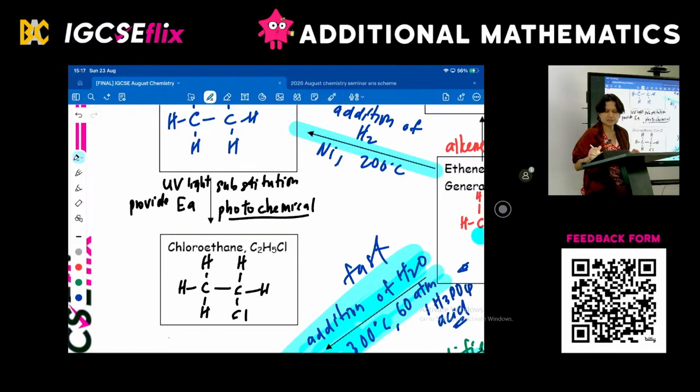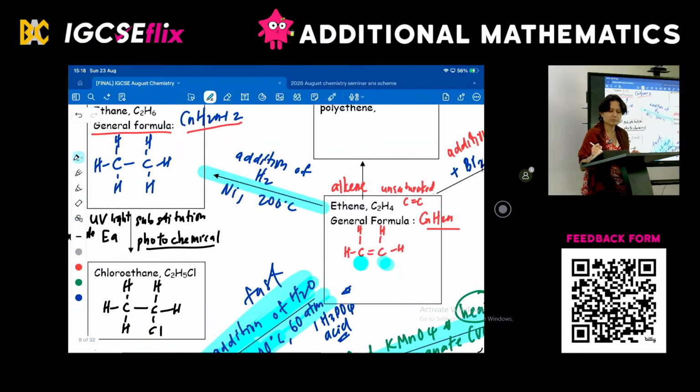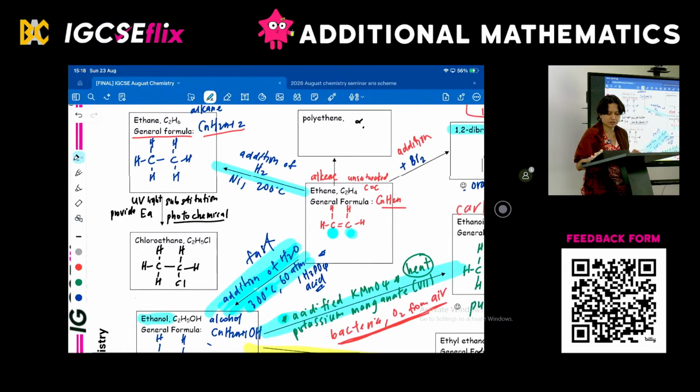This one got no color change, nothing. You just need to remember UV light. Okay, this one we will talk about later. We're going to talk about it on the next page, so I'm not going to draw it here.